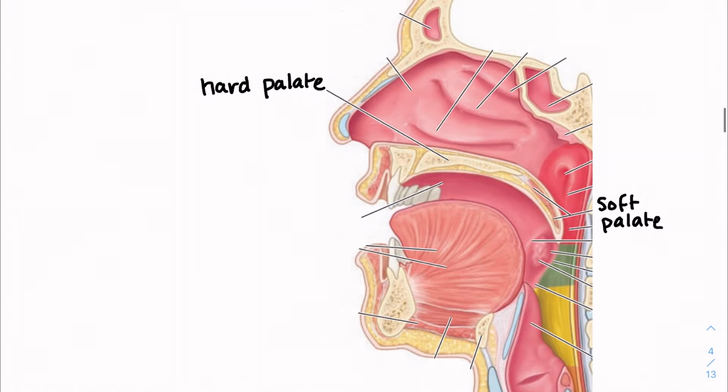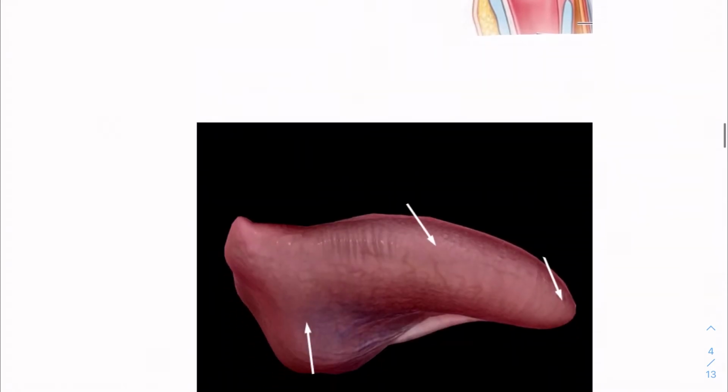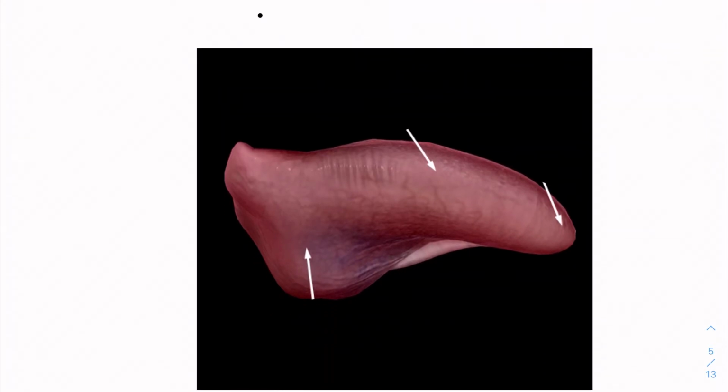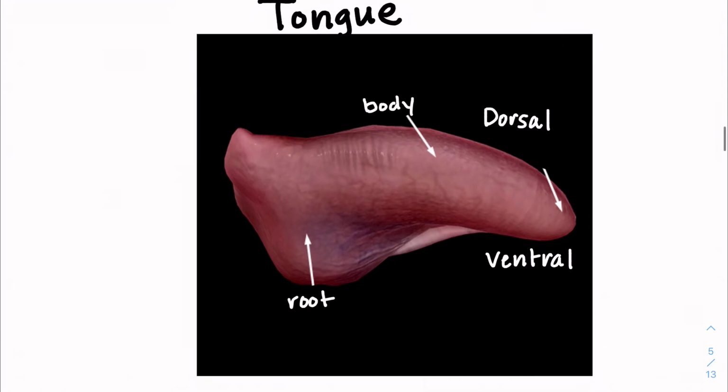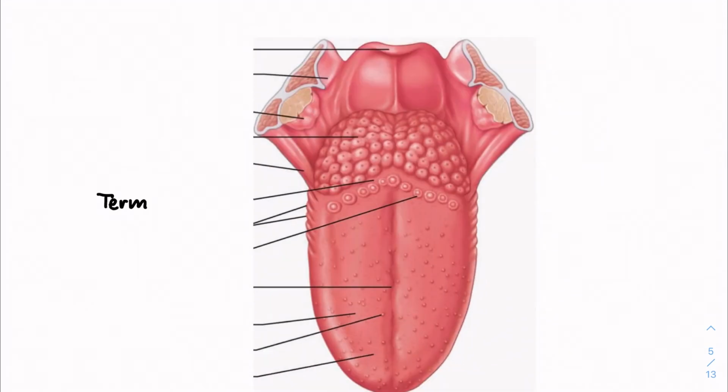The tongue is a muscular organ that functions to assist with taste, swallowing, speech, and mastication, which is the process of breaking down food into smaller pieces. The tongue has a dorsal and ventral surface, which divide into the body and the root. They are separated by the terminal sulcus.